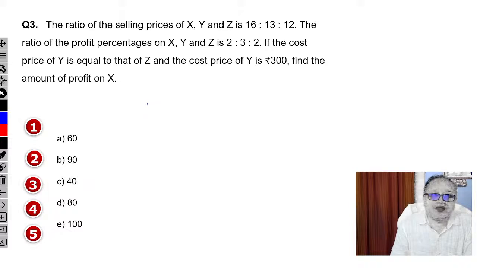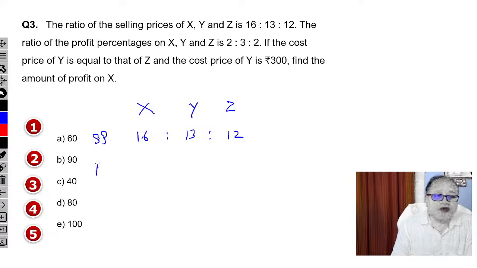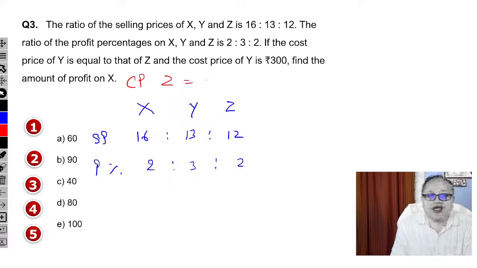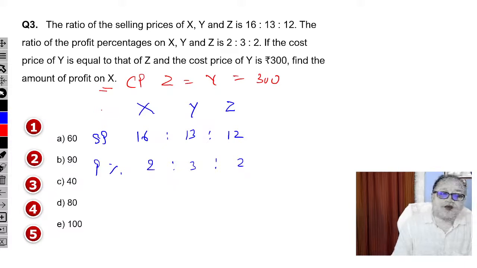Let's give the start to this X, Y and Z, and we have the selling price ratio, that is 16:13:12, and we have the profit percentage ratio, which is 2:3:2. It's also given to us that the cost price of Z is equal to Y, which is equal to 300. What I need to find out is the profit of X. How do I get the profit of X? Let's consider that 2x, 3x and 2x is the profit percentage.